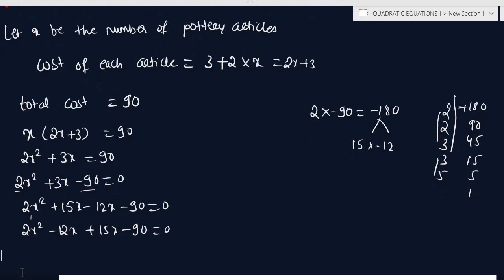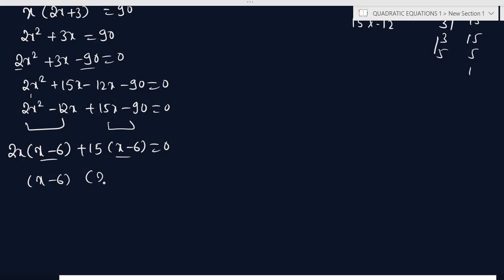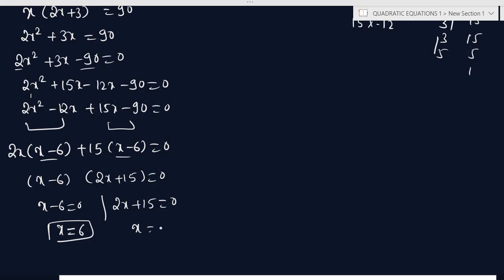Now here I can take 2x common, and here I take 15 common: 2x(x − 6) + 15(x − 6) = 0. So (x − 6)(2x + 15) = 0. x − 6 = 0 and 2x + 15 = 0. That is x = 6 here, and x = −15/2.